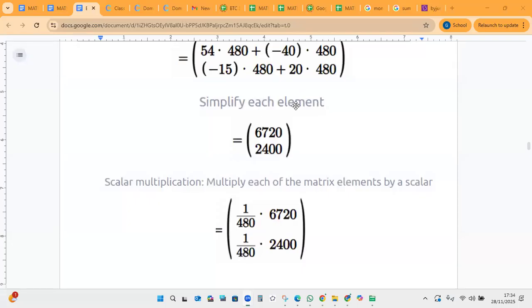Then you simplify each element. Okay, so 54 times 480 plus a minus 40 times 480 is 6,720. You can verify. And minus 15 times 480 plus 20 times 480 is equal to 2,400. You can simplify each of them. Okay, so the scalar multiplication now, remember we have a 1 over 480 outside to multiply by, and it is called a scalar, it's just a number.